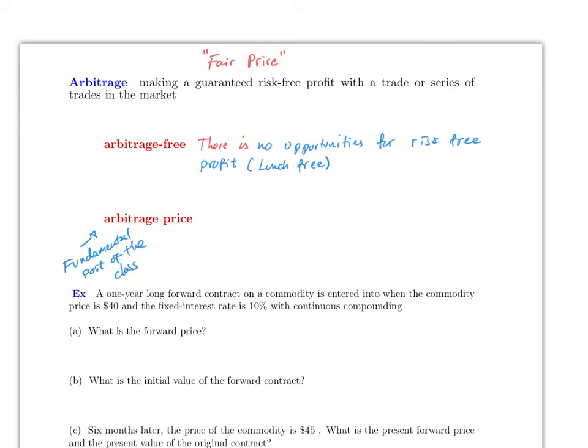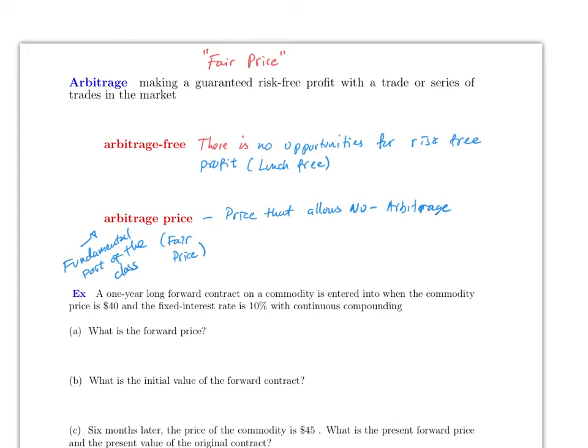Is to find the arbitrage price. So the arbitrage price means that it's a price that allows no arbitrage. Okay, and this is what we're gonna call the forward price now.